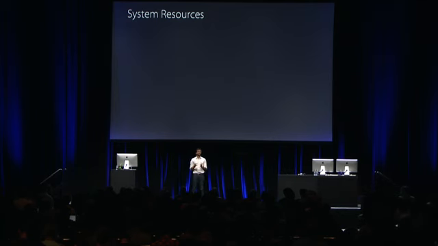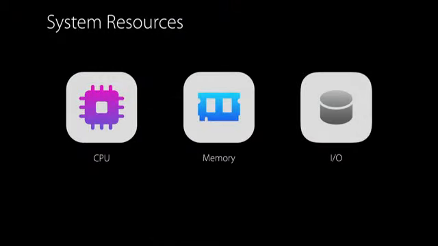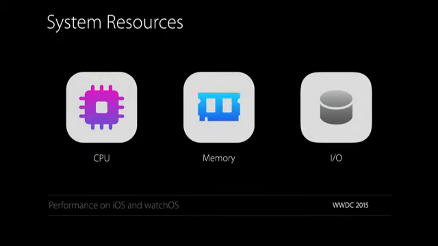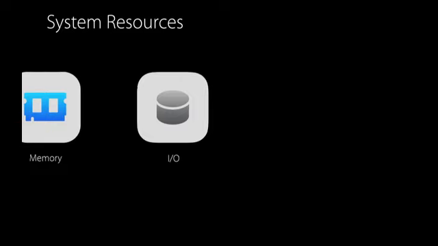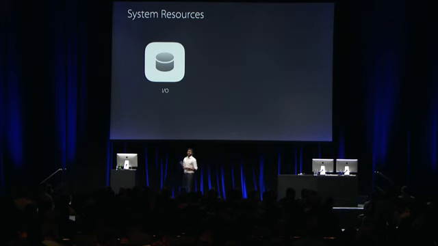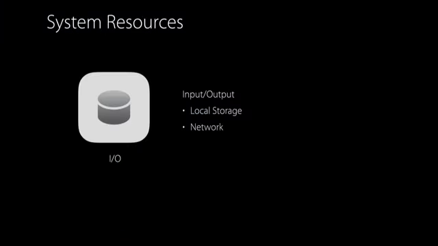Now, to manage this data explosion, apps need to be really efficient in their system resource usage. And the main system resources are CPU, memory, and I/O. For CPU and memory, I'll refer you to last year's WWDC talk, Performance on iOS and watchOS. And today, we're going to talk about I/O. I/O, or input-output, are operations that interact with the local file storage or network-based servers. Operations that interact with the file system and deal with reading or writing files are generally considered an I/O. Talking to a web server is a good example of network-based I/O.